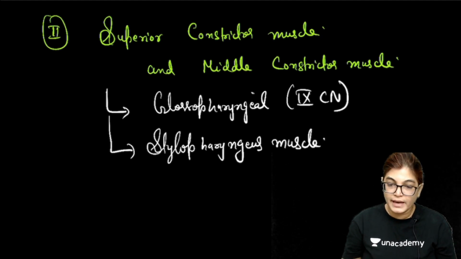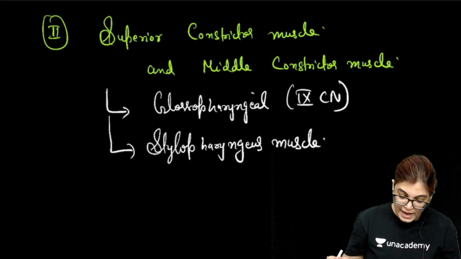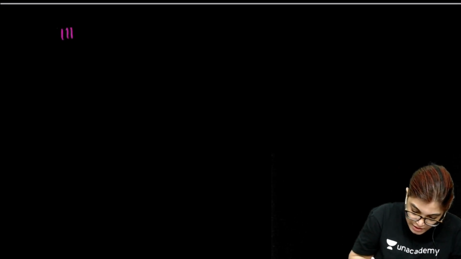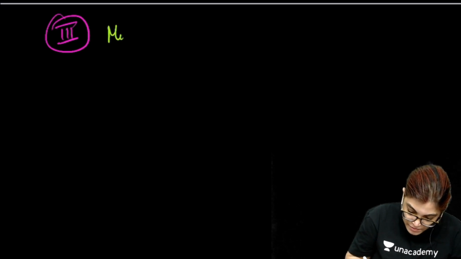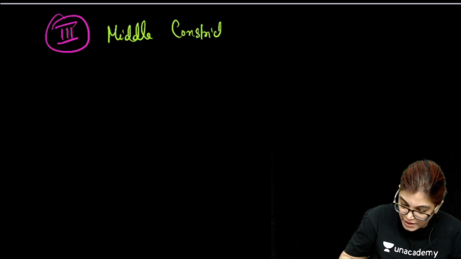Now moving to the third gap, that is the gap between the middle constrictor and inferior constrictor. So write down, the third gap is the gap between the middle constrictor muscle and the inferior constrictor muscle.